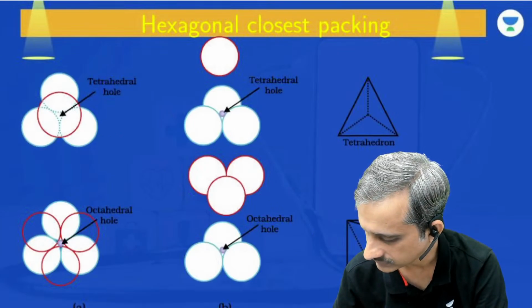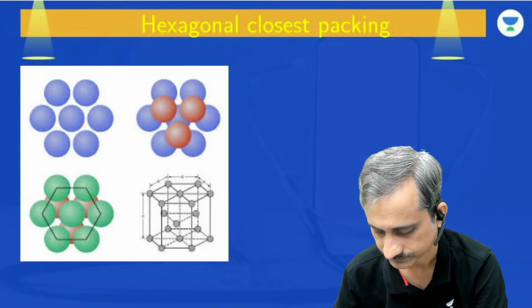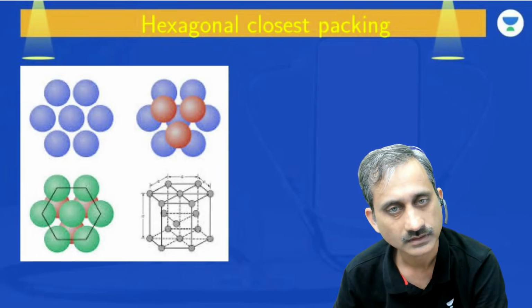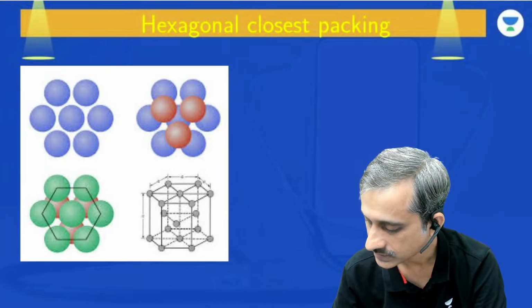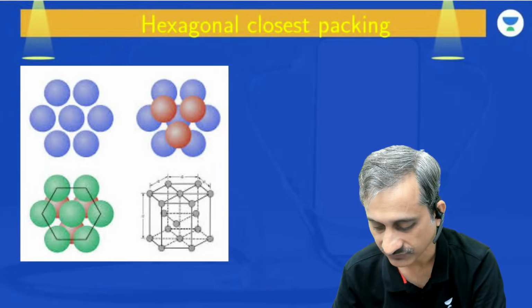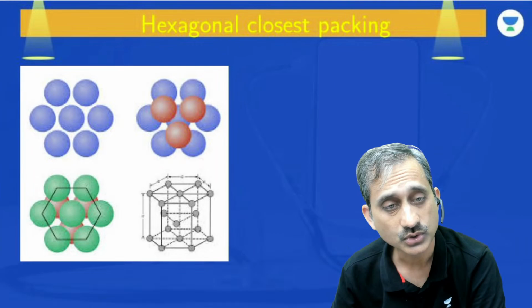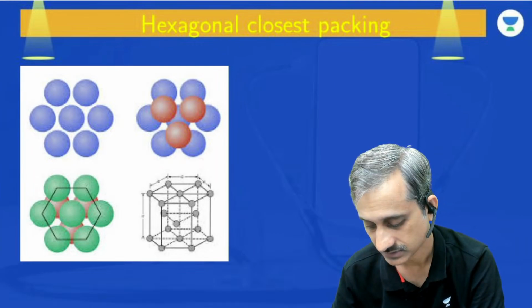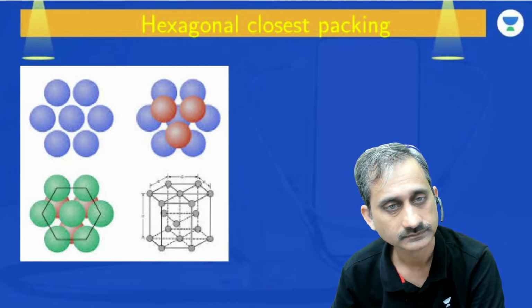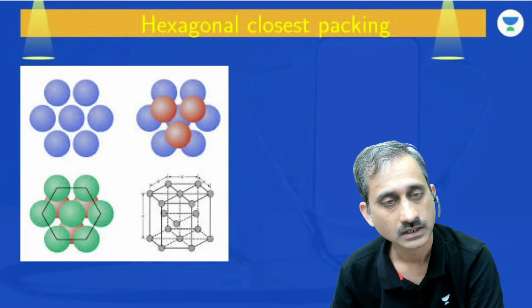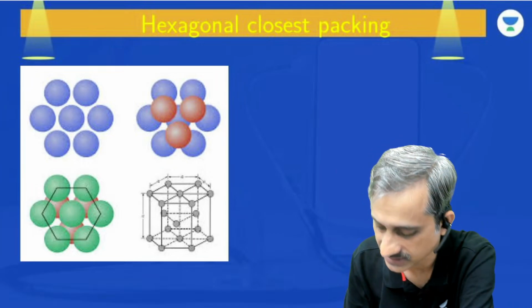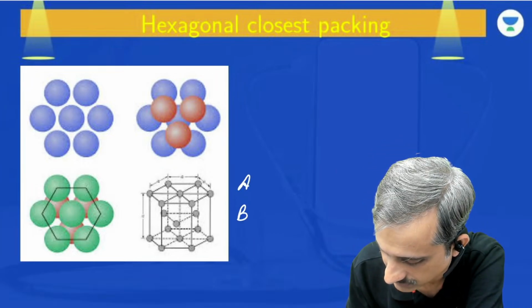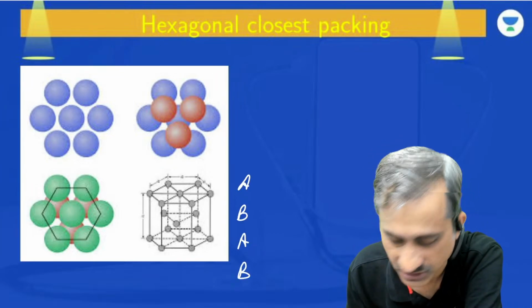So here what we can see is we have this kind of an arrangement. Clear? If we have a hexagon, we are going to have a triangle on top of it. A hexagon will have a triangle on top of it, and again we are going to have a hexagon. Now this is AB arrangement. This is AB arrangement.